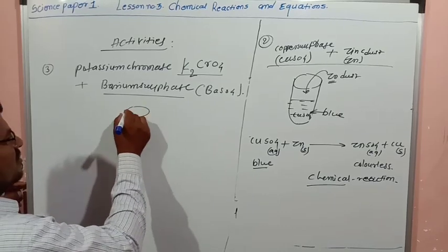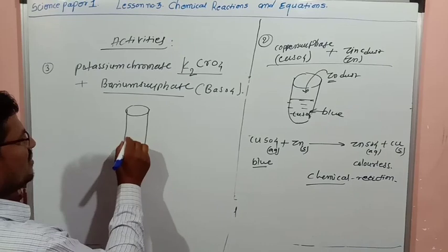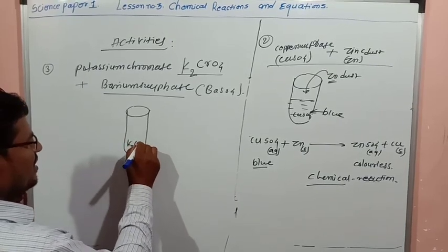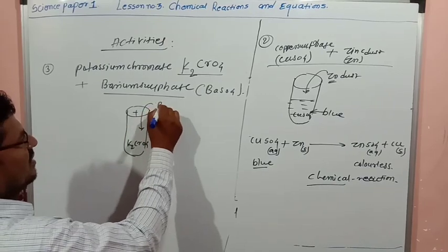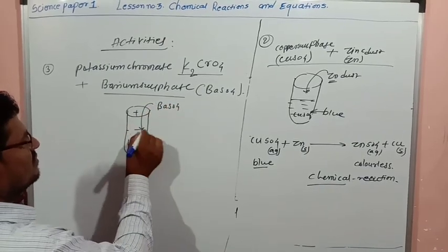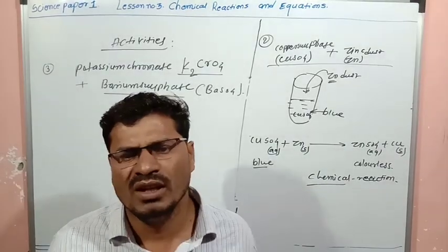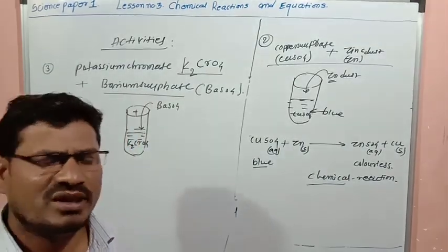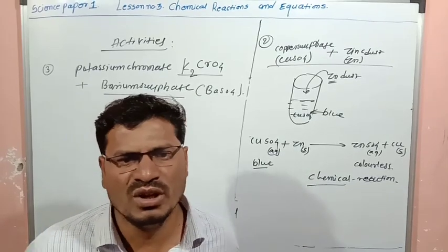Suppose in a test tube or in a vessel you take these two solutions. Suppose you take K2CrO4 and in that you add BaSO4 solution. Then a chemical reaction will take place, and what type of chemical reaction will take place, that one we have to see. Which changes will occur, that one we have to see.